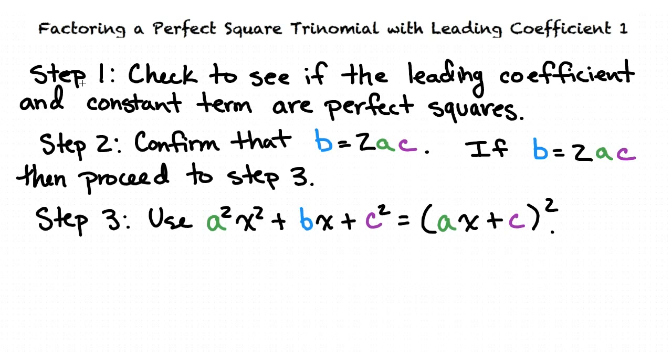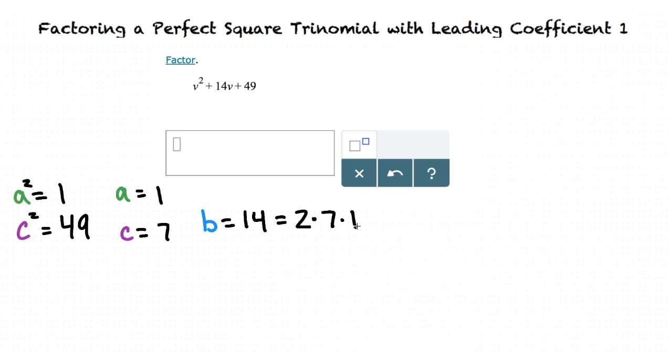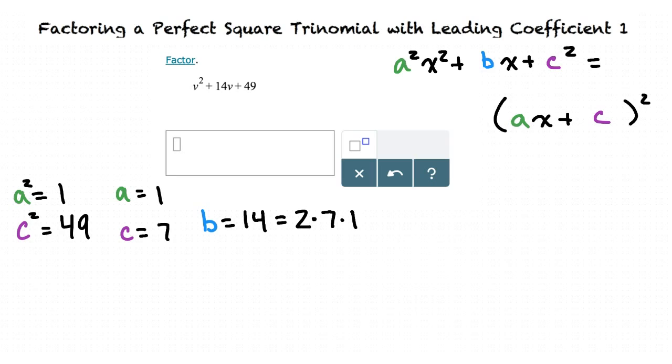Now let's work on an example together. Factor v squared plus 14v plus 49. This looks like it is a perfect square trinomial since the square root of 1 equals 1, the square root of 49 equals 7, and 14 equals 2 times 7 times 1, which follows all the rules we went over. Exactly. So what do you think we should do next? Well, we now know that a equals 1 and c equals 7, so by using the formula we used when we were talking about step 3, this simplifies down to v plus 7 squared. Is this correct? Yes, it is.